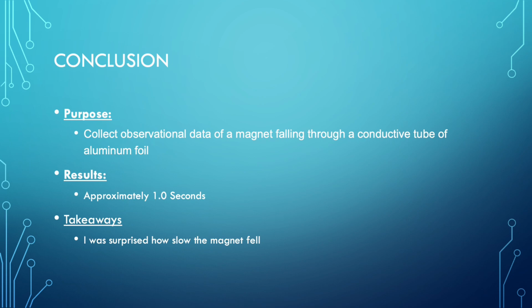So, in conclusion, the purpose of this lab was to collect observational data of a falling magnet through a conductive tube of aluminum foil. And my results were that we had approximately 1.0 seconds free fall timed in real life. And then our computational model was 0.4 seconds. And then the takeaway for me was I was surprised how slow the magnet fell in the tube.